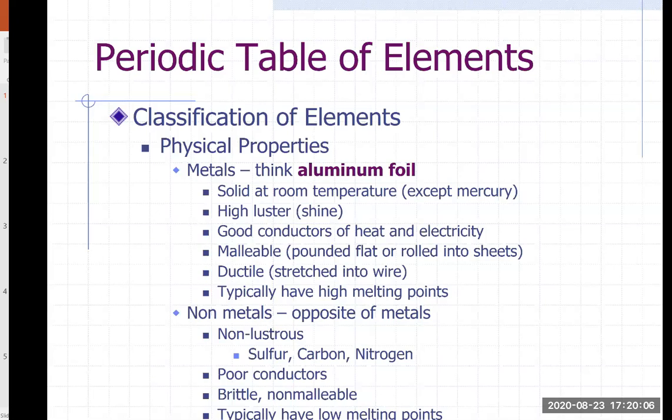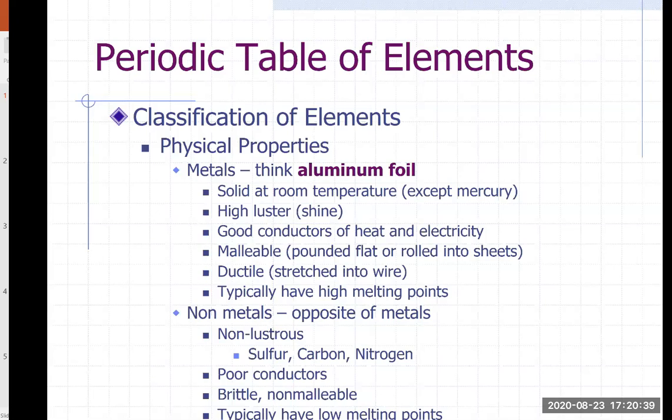Aluminum foil is solid at room temperature, and all metals are solid at room temperature except for mercury. Aluminum foil is shiny. That means it has a high luster. It's a good conductor of heat and electricity, and so think about this. When you're cooking something on the grill and you don't want it to fall through the grid, you can put aluminum foil there and it conducts the heat into the food, but it has a very high melting point, so it doesn't melt on the grill.